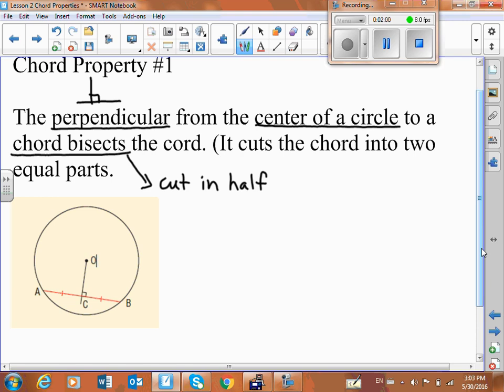All right, so if you take a look at the example here, we have our center at O. So that's one part of the theorem. We have a line that's perpendicular to the chord. That's OC. That line is perpendicular to the chord, which then tells us that chord AB is bisected. We use these 2 little lines to show that AC equals BC, like so. That's property number 1.